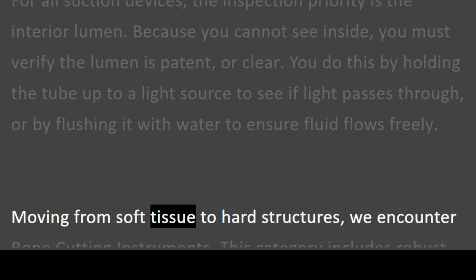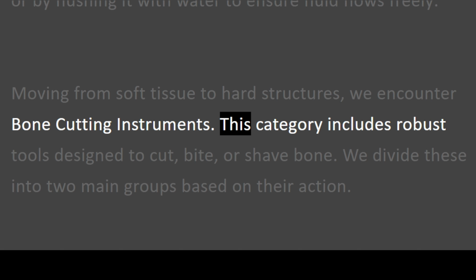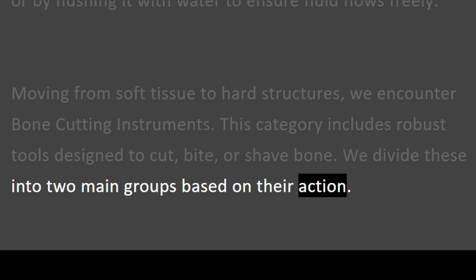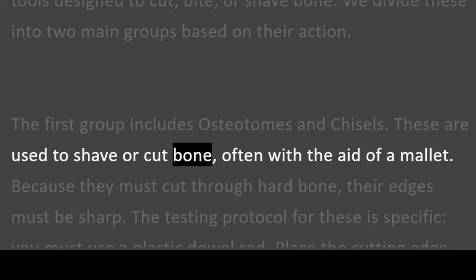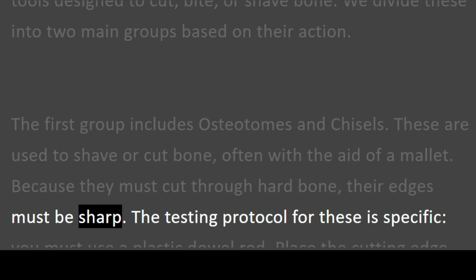Moving from soft tissue to hard structures, we encounter bone cutting instruments. This category includes robust tools designed to cut, bite, or shave bone. We divide these into two main groups based on their action. The first group includes osteotomes and chisels. These are used to shave or cut bone, often with the aid of a mallet. Because they must cut through hard bone, their edges must be sharp.